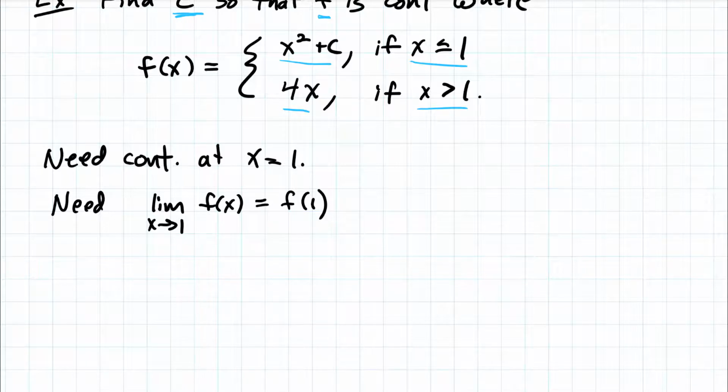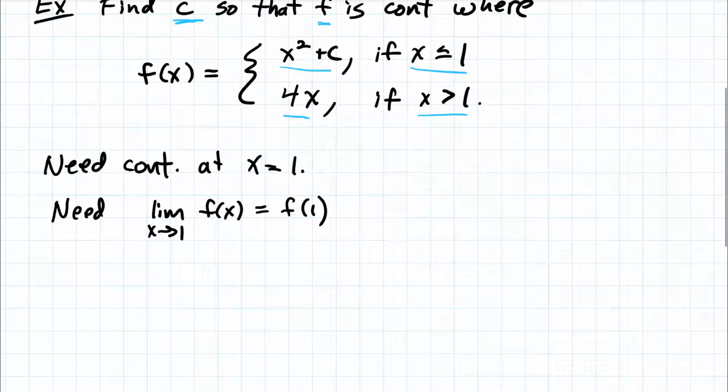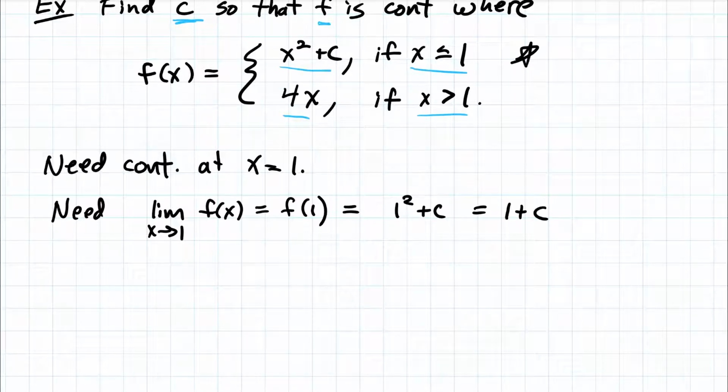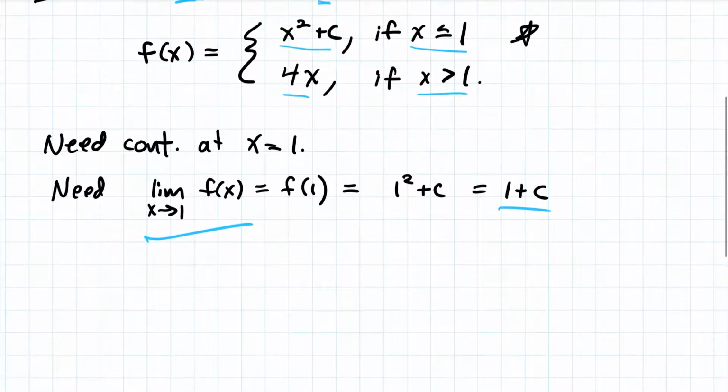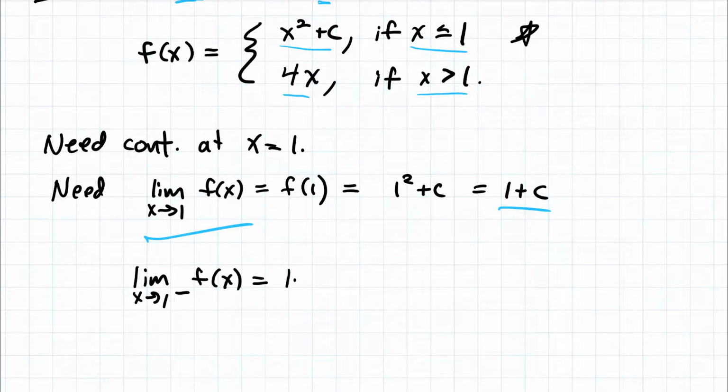Now, f at 1, you know by the definition here, is just, you plug in 1 squared plus c. Okay, so it's 1 plus c. So we need this limit as x goes to 1 of f of x to be 1 plus c. Now, when we calculate this limit, it's different on the left and the right. So on the left, the limit as x goes to 1 from the left side, well, that'll just be the limit as x goes to 1 from the left.